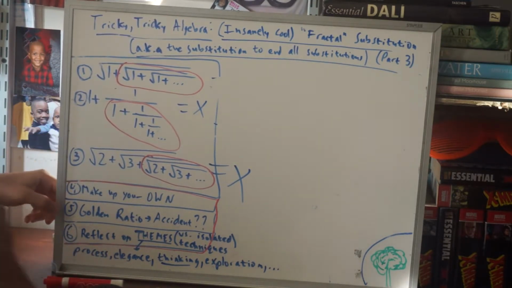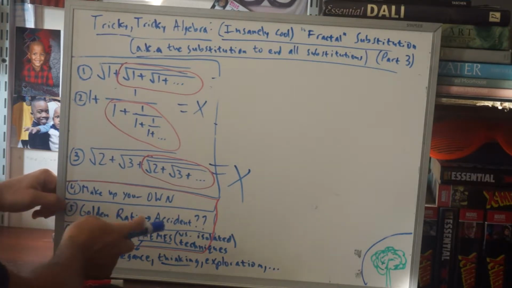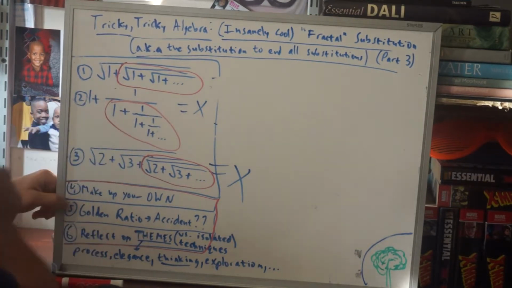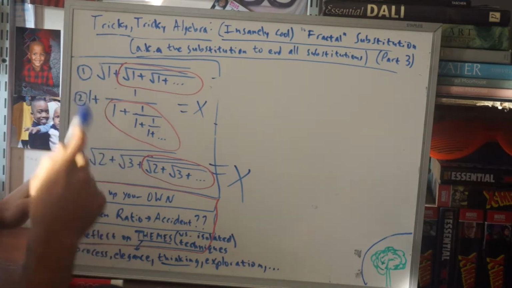One of my favorite things is to think about number 5. Why did both of these give us the golden ratio? You might want to give that a lot of thought.